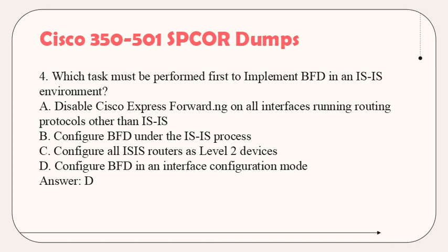4. Which task must be performed first to implement BFD in an IS-IS environment? A. Disable Cisco Express Forwarding on all interfaces running routing protocols other than IS-IS. B. Configure BFD under the IS-IS process. C. Configure all IS-IS routers as Level 2 devices. D. Configure BFD in interface configuration mode. Answer: D.